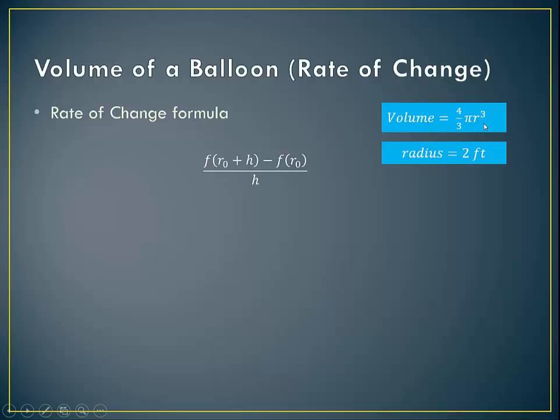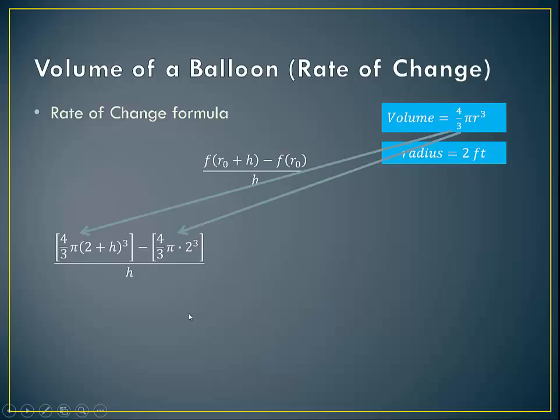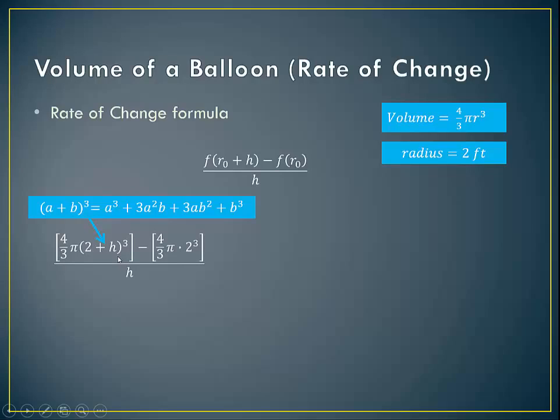So once again, here's my volume formula. I said the radius is 2 feet. So I plug in 4/3 times pi times my radius, which in this case is 2 plus h, and don't forget that's cubed, minus, I simply take my volume, and where I see radius, I plug in 2. Now it becomes an algebra problem. There's a little shortcut if you remember, but when you cube something, this is 2 plus h times 2 plus h, that's FOIL, and then also times 2 plus h.